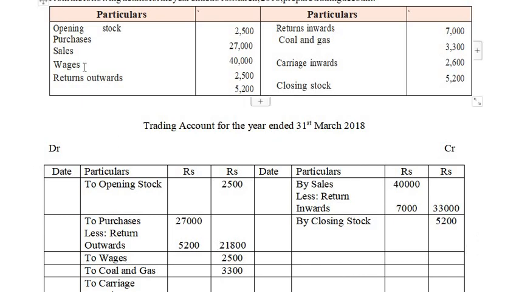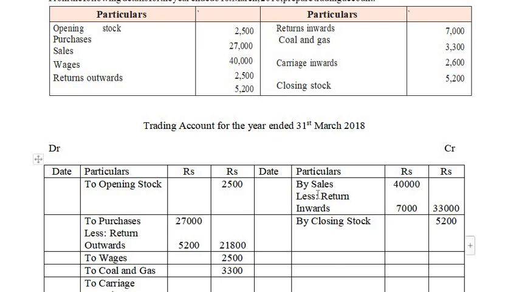Then wages. As per the format I said, wages is your direct expense, so I am going to write it here. In the factory floor, most of the employees are unskilled workers, and for them you pay only wages. That's why wages you write in the trading account. Return outward, as I already said, is purchase return, adjusted from purchase. Then return inward. Return inward is sales return, and sales is already given here.